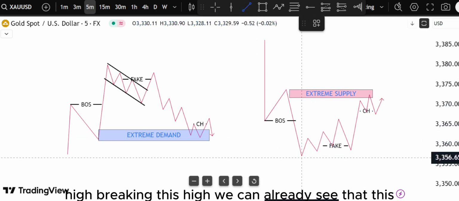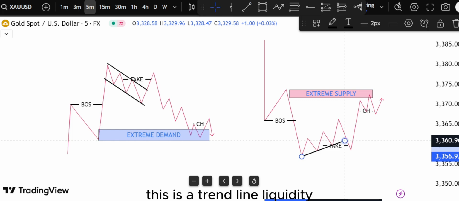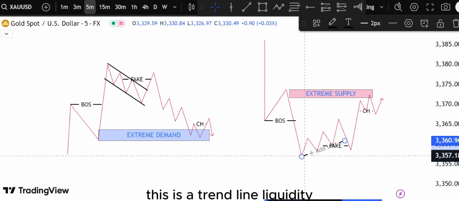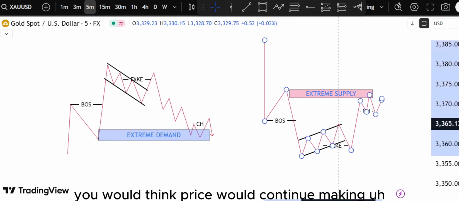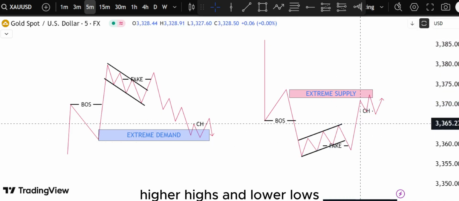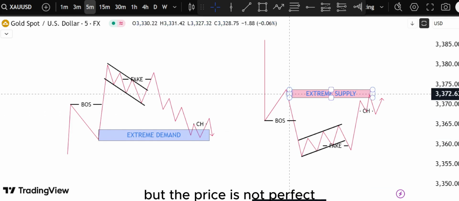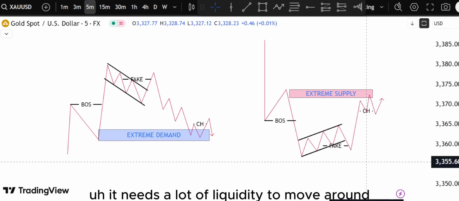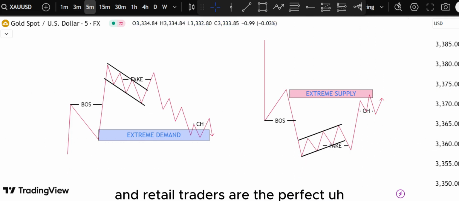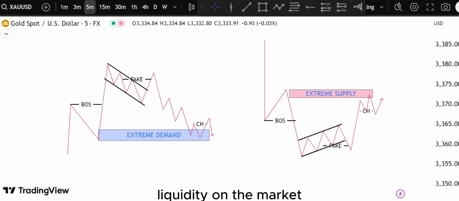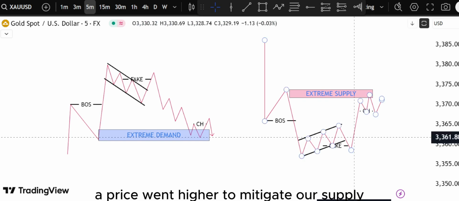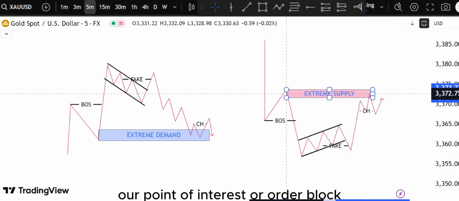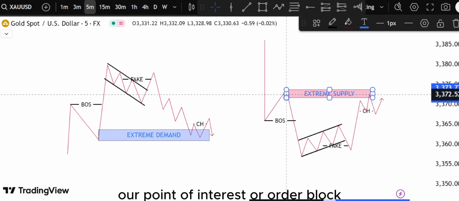We can already see that this is a trend line liquidity. You would think price would continue making higher highs, higher lows until it mitigates the supply, but the price is not perfect. It needs a lot of liquidity to move around, and retail traders are the perfect liquidity on the market. After inducing this build-up of liquidity, price went higher to mitigate our supply, our point of interest or order block, whatever you call it.